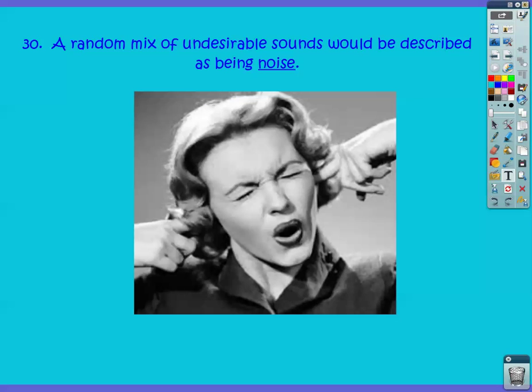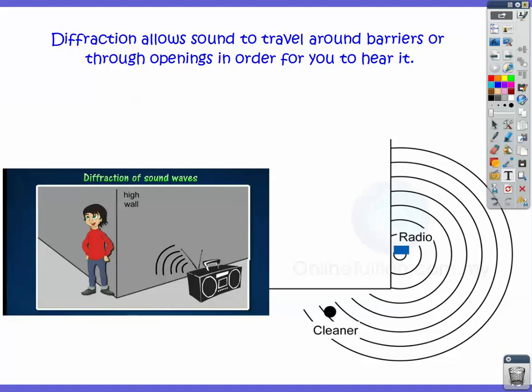Now, sometimes when a lot of noises are being made and there is a random mix of different sounds that are undesirable, it's referred to as noise. Like there's a lot of noise in the cafeteria during 8th grade lunch because it's a lot of sounds that are generally undesirable and a pretty random mix. So that's what we would call noise. In science, when we use the word noise, that's what we're referring to.